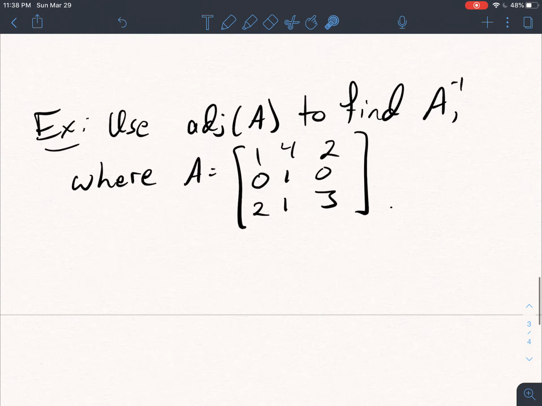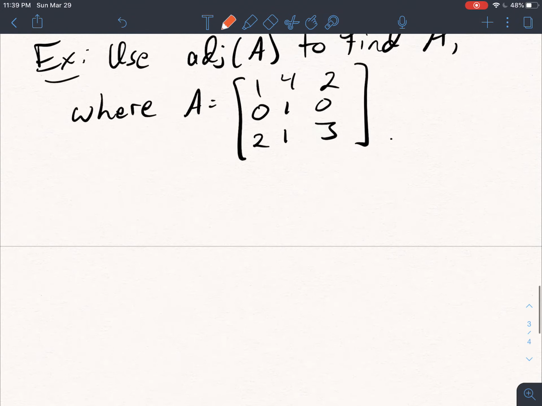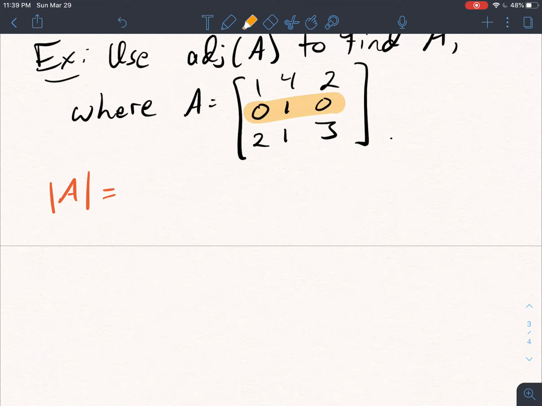Okay. All right, so let's do an example. Make this a little bit more concrete. Let's use the adjoint to find the inverse of the following matrix. So A is equal to 1, 4, 2, 0, 1, 0, 2, 1, 3. So first things first, what is the determinant of A? Well, I could just do cofactor expansion on row 2 here because I get a bunch of zeros.